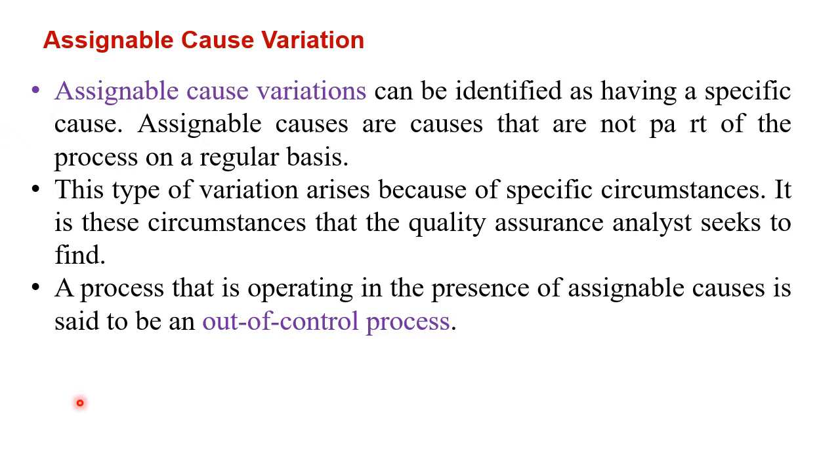A process that's operating in the presence of assignable causes is said to be out of control, an out of control process. And this is what we're trying to fix. We're trying to bring these processes into control such that there are only random variations in them, and we don't have assignable causes.